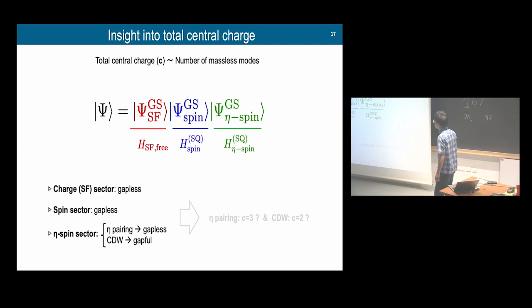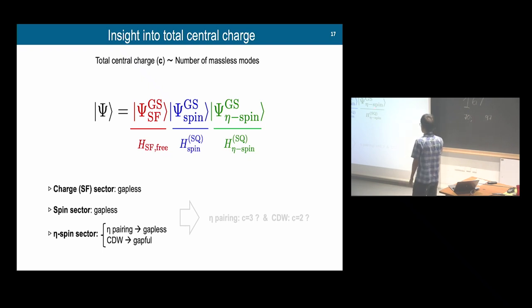Okay, so we now know the phase diagram. So we want to know what is the character of these interesting phases. One important quantity here is the so-called central charge, the total central charge. Roughly speaking, this is some number, some integer or half-integer, but it's an integer here. It essentially counts the number of massless modes in the system.